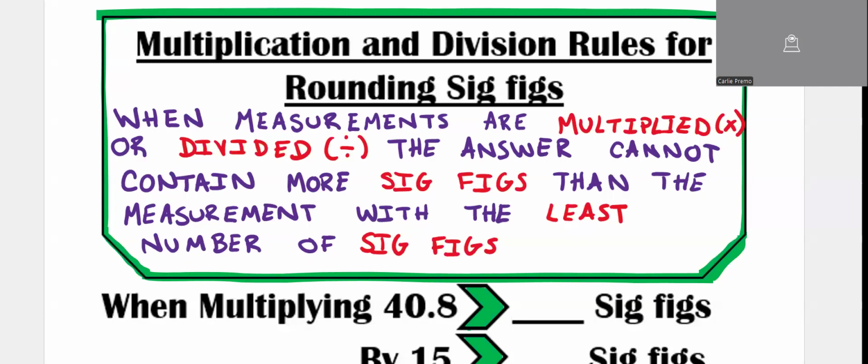In science, we often find ourselves multiplying, dividing, adding, and subtracting various measurements. Specifically for this video, we're going to be talking about multiplication and division rules for rounding when we are using multiple measurements together. The general rule of thumb is that when measurements are multiplied or divided, the answer cannot contain more sig figs than the measurement with the least number of sig figs.